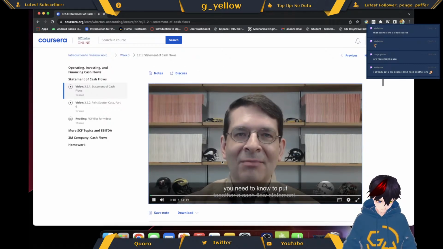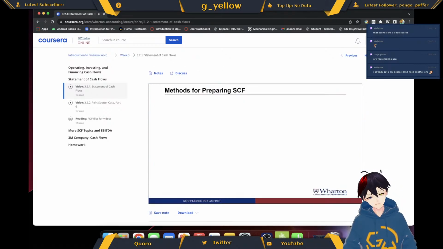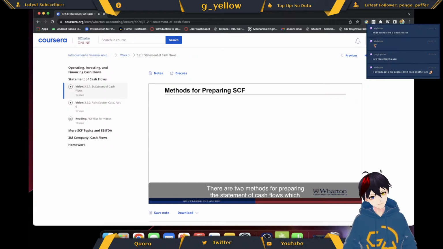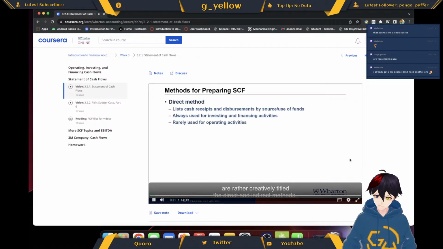To put together a cash flow statement, let's get started. There are two methods for preparing the statement of cash flows, which are rather creatively titled the direct and indirect methods. In the direct method, you just list the cash receipts.